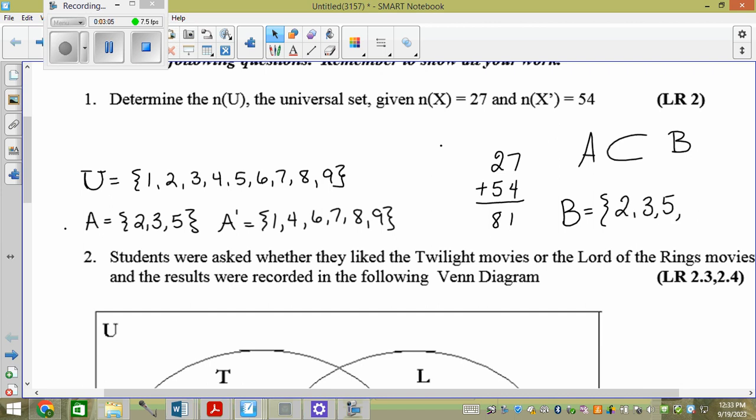Could it have 11? No. Looking at my universal set, what's my universal set? 1 to 9. So could it have 11? No. It could have any of the other numbers that are in the universal set, right? So it could have 8. It could have 9. And then A would still be a subset of B. Do you agree? So subset is a smaller set of the other ones.